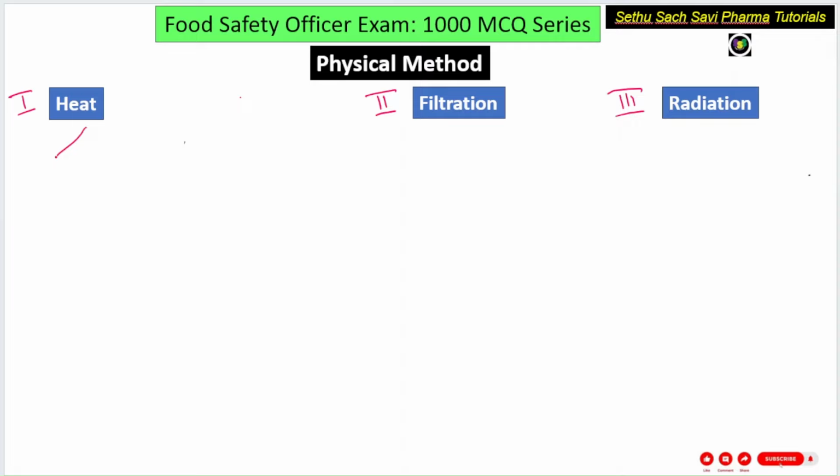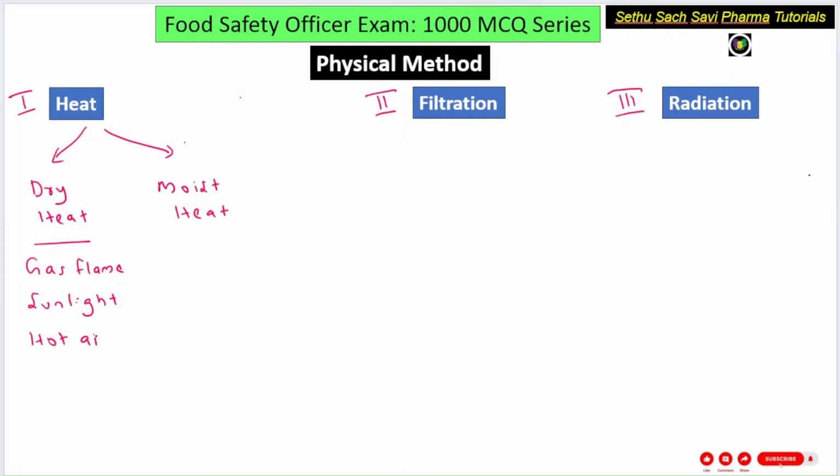Heat sterilization can be divided into two categories, dry heat and moist heat sterilization. When it comes to dry heat, the examples are gas flame, which is a dry heat sterilization. Sunlight, in fact, is considered to be dry heat sterilization. Hot air oven is an example of dry heat sterilization. Incinerator is also an example of dry heat sterilization.